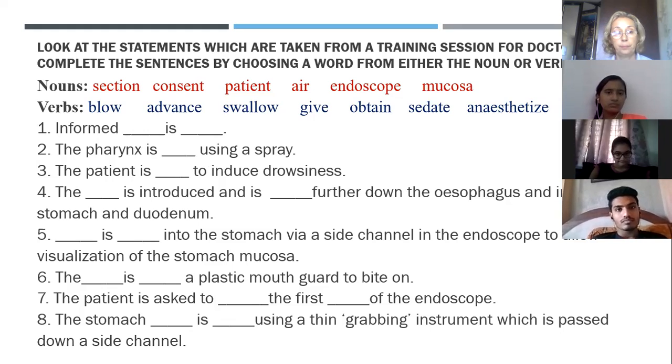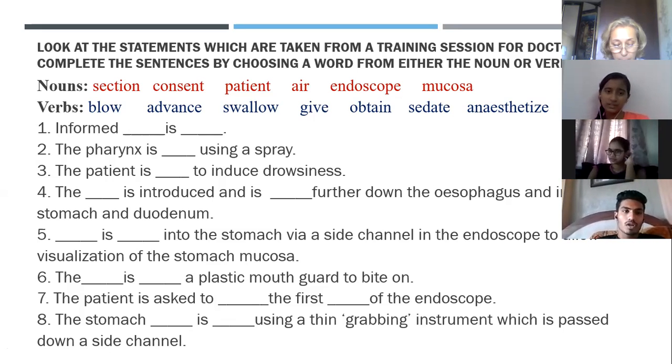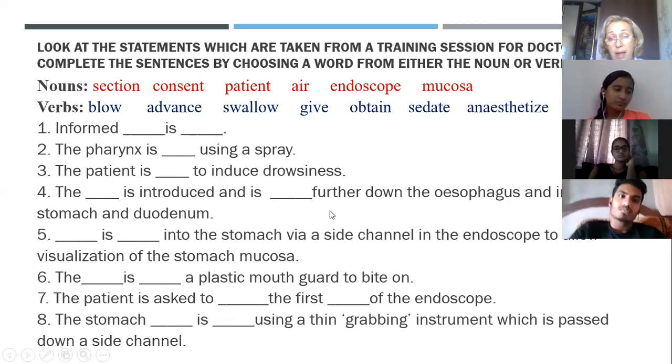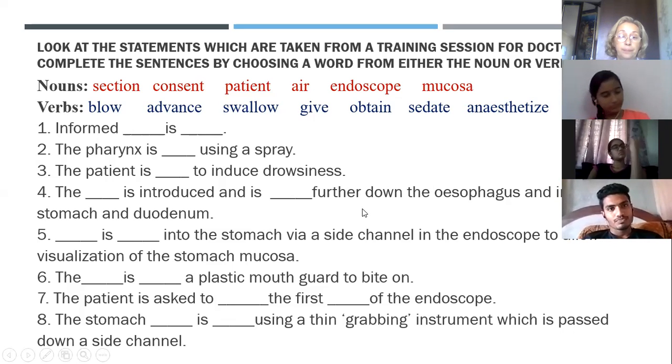Yes, ma'am. The endoscope is introduced and is advanced further down the esophagus and into the stomach and duodenum. Well, what kind of instrument is introduced? Endoscope. Endoscope is introduced, and what is done with the endoscope? With the tube? Is advanced. Yes, you are right. And is advanced further down the esophagus.